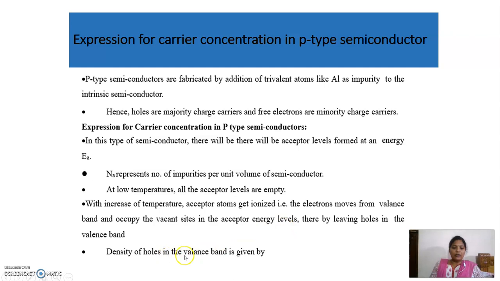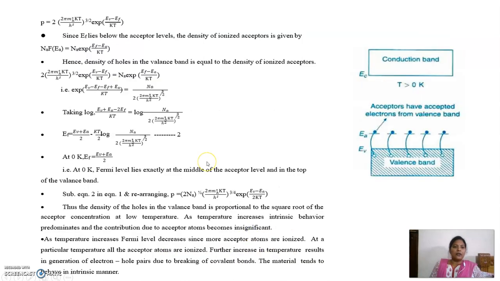So the density of holes in the valence band is given by, if this is the figure, electrons going from the valence band to the acceptor energy level, so it is getting ionized. Now we equate the condition that the number of holes in the valence band is equal to the number of acceptor atoms ionized. We already got the equation p is equal to 2 into (2 pi m star h k beta T by h square) whole power 3 by 2 into exponential of (EV minus EF) by k beta T. We derived this p value already for the intrinsic semiconductor.